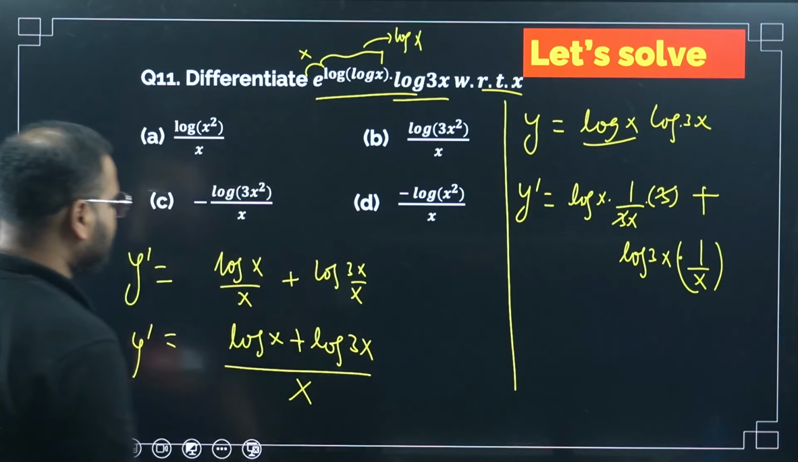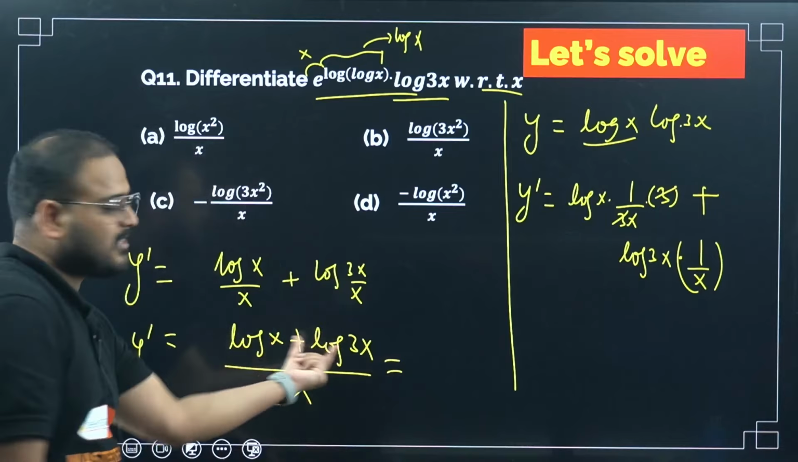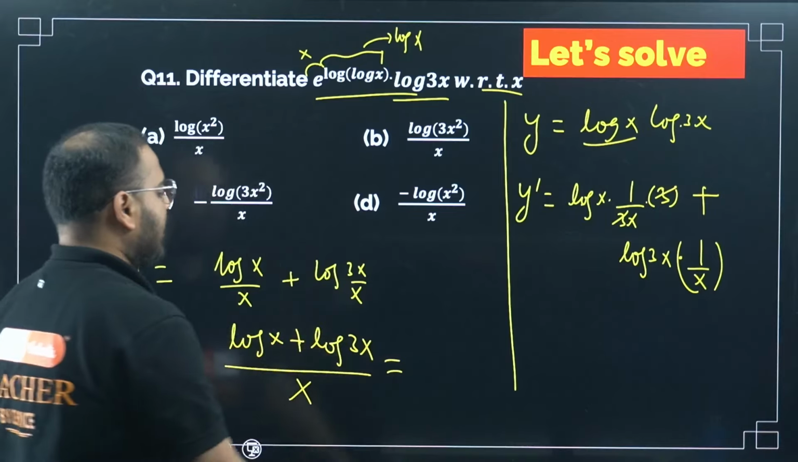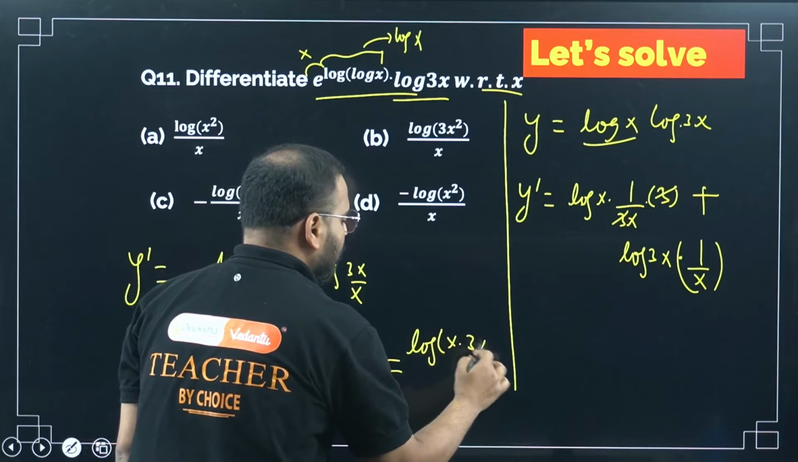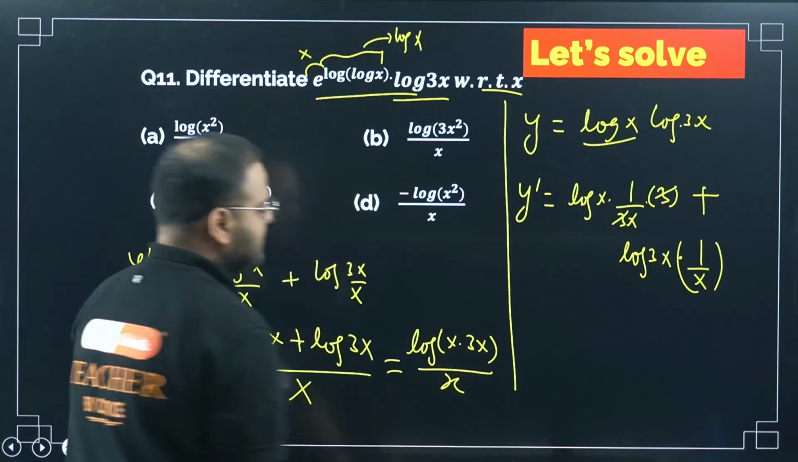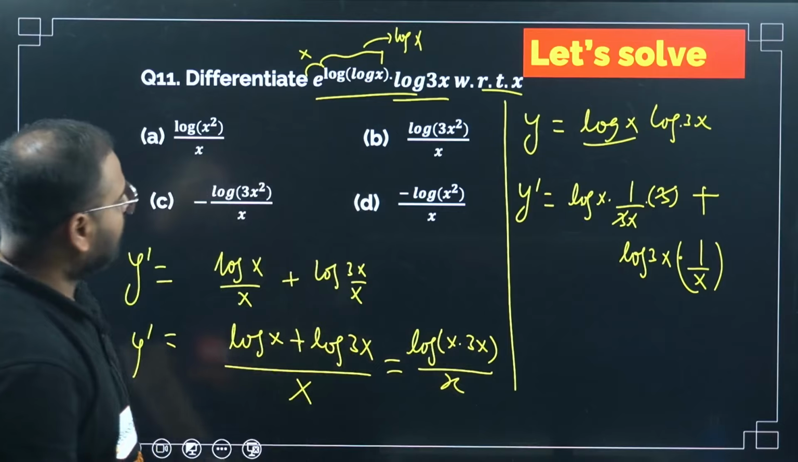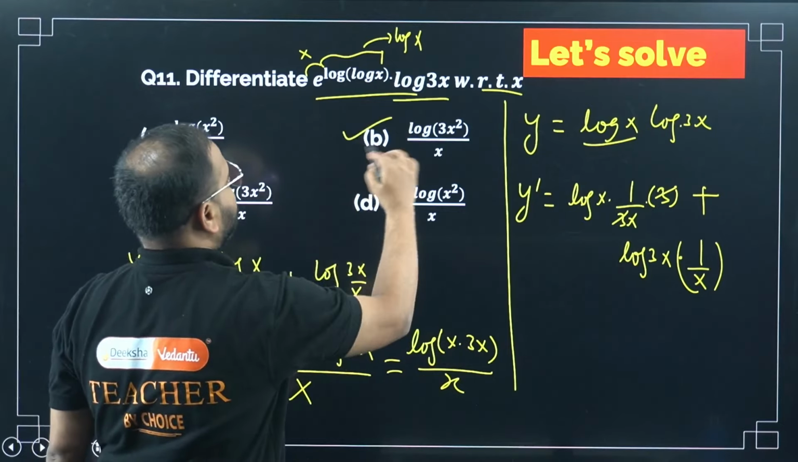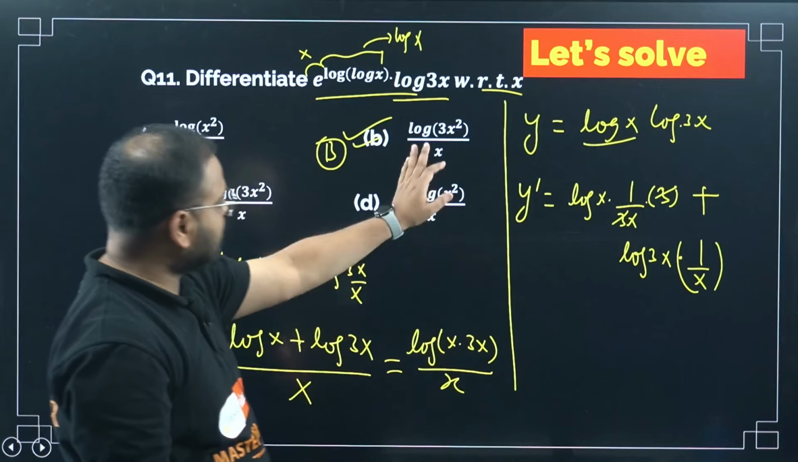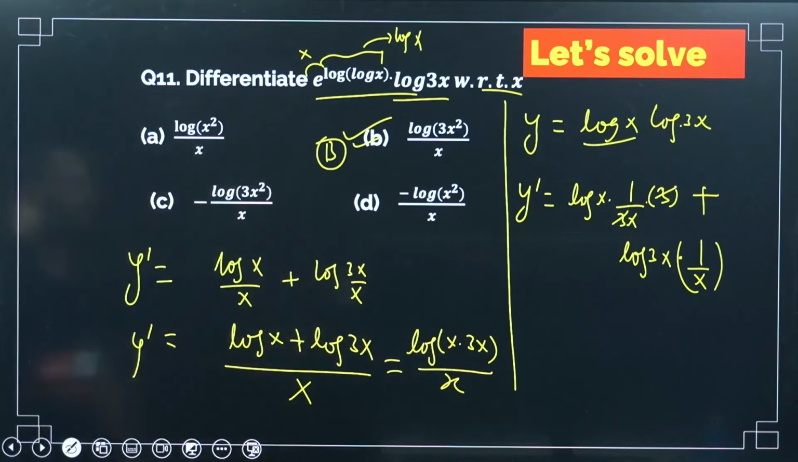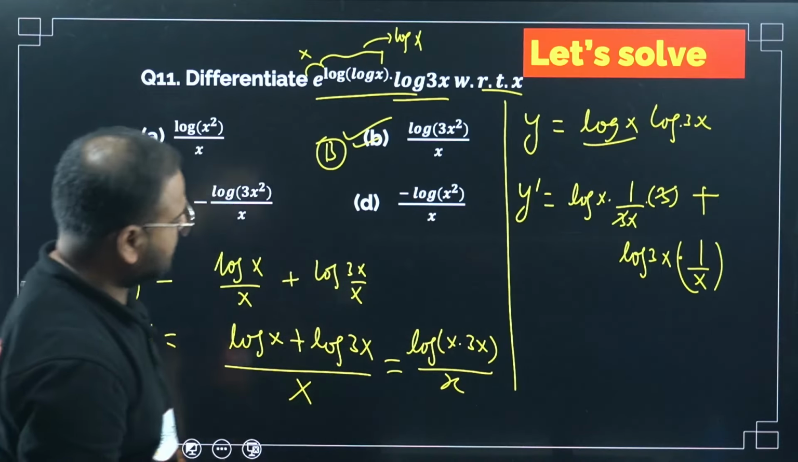Now please check here: log a plus log b. I can write it as log of a into b, divided by x. How much is it? Log 3x square by x, option B. Option B is my correct answer, sir.